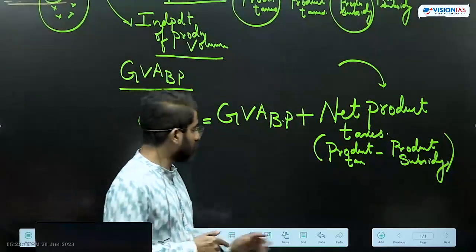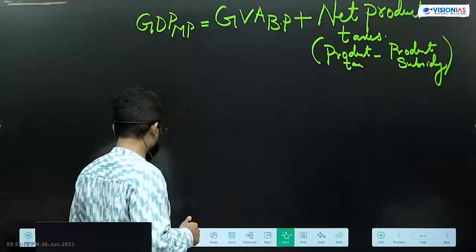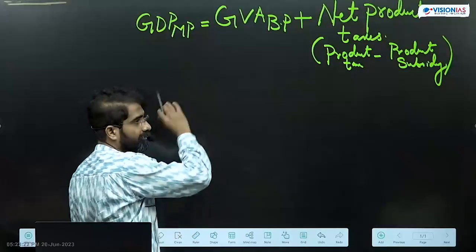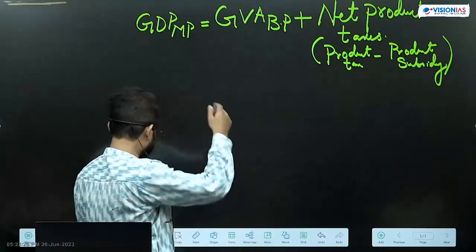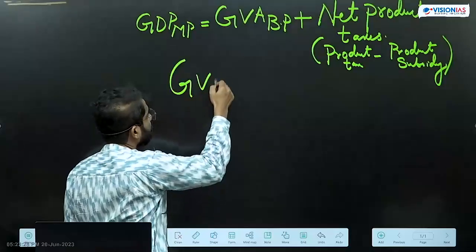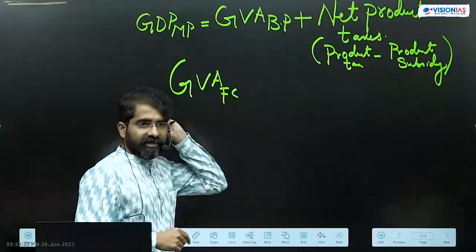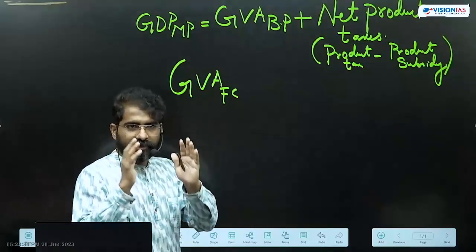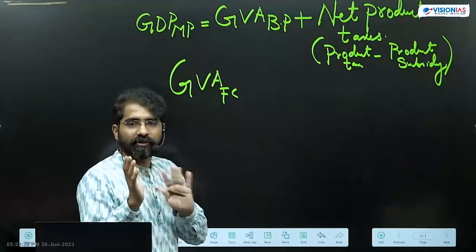So how do they calculate national income? They have to calculate national income using the product method. First, you arrive at GVA at factor cost. We did this for the miller and baker. GVA at factor cost, we have arrived at 2000 rupees, isn't it?